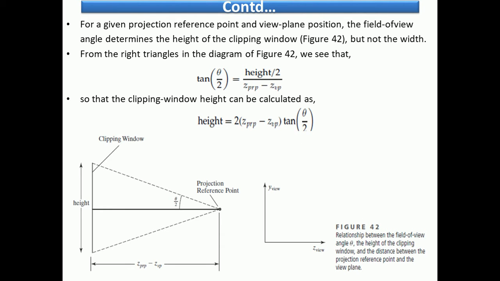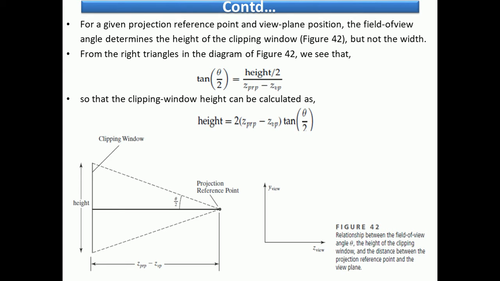For a given projection reference point and view plane position, the field of view angle determines the height of the clipping window, which is shown in the below figure, but not the width. We need an additional parameter to define completely the clipping window dimensions, and this second parameter could be either the window width or the aspect ratio. Aspect ratio is nothing but width by height of the clipping window.